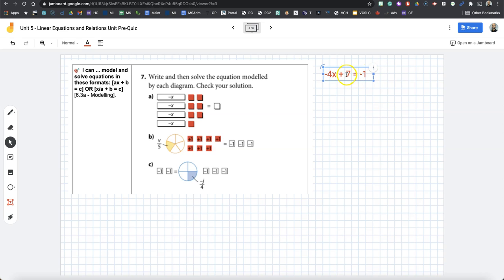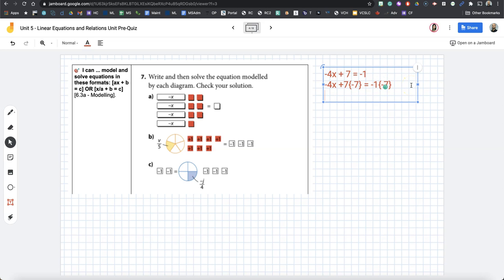I know that I want to get rid of this positive 7 because ultimately I want to get x by itself. So watch what I do here. Negative 4x plus 7. That's a reminder for me. Plus 7 minus 7 equals negative 1. Now, because I did negative 7 on the left side of the equal sign, I've got to do the same thing on the right side. And this is what I'm left with. So you'll see I added negative 7 to the left side. I added negative 7 to the right side.